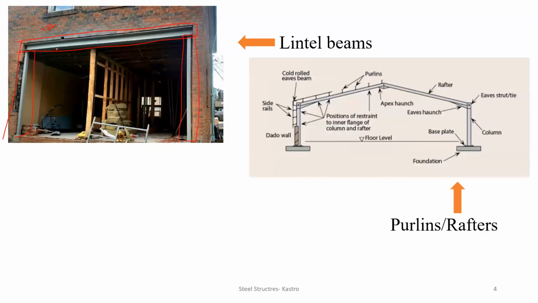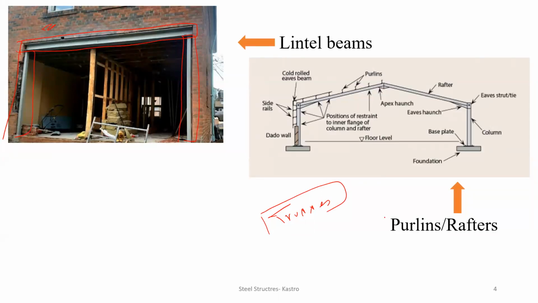And the next category is purlins or rafters. These are technically used in trusses. When you have trusses in the section, or when you are constructing trusses, it is mandatory to provide both purlins and rafters.